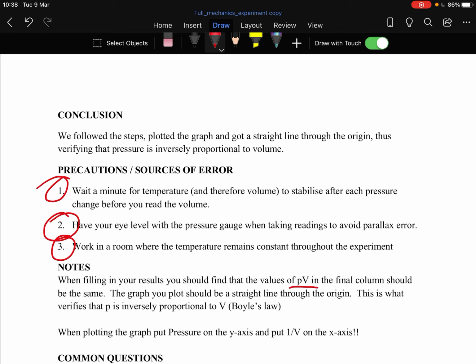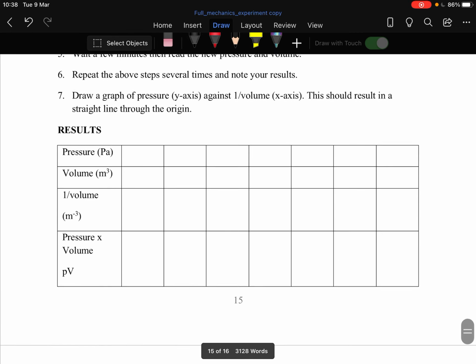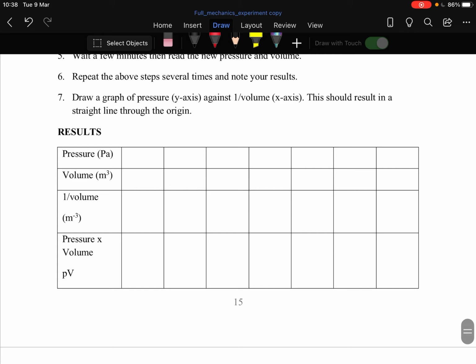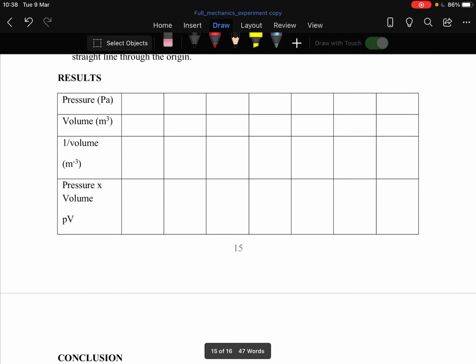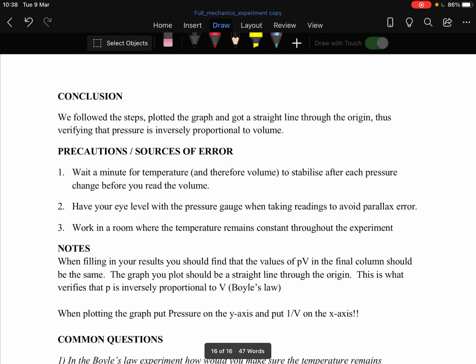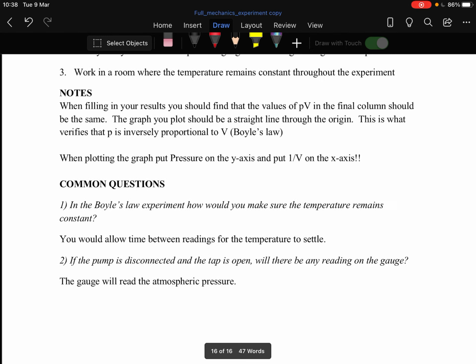So when you're doing your results, you should find that PV in the final column is always the same, okay? This verifies that P is inversely proportional to V. And you get a straight line through the origin, okay? That's kind of generally it, all right? There's not much more there. It's very straightforward, guys, very straightforward, I'm serious. They give you pressure, they give you volume, just change the volume to 1 over V. You could even do your maths here first to check that you're right, and then if you are, plot your graph, and you get a straight line through the origin. And that's it, okay? It's very easy, okay?